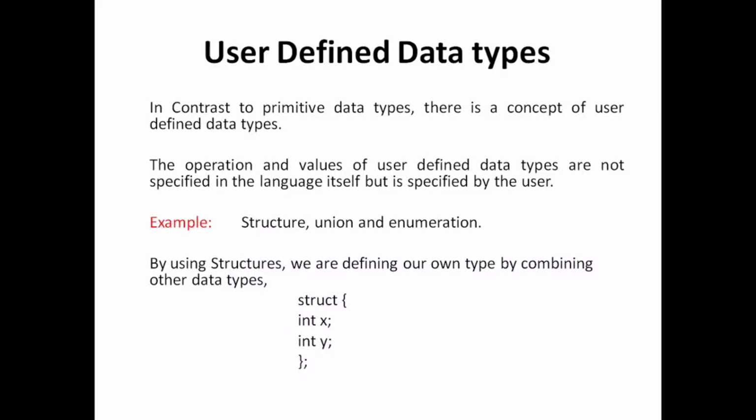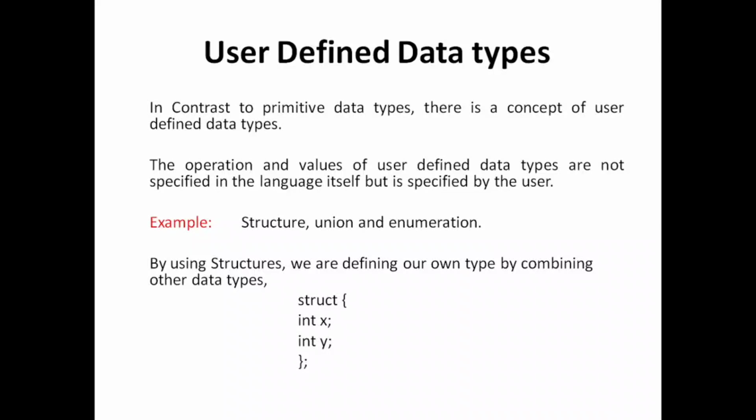What do user-defined types do? The operations and values of user-defined data types are not specified in the language itself, but are specified by the user. So if we are coding in a programming language like C++ or Java or Python or anything, the user-defined data types are not specified by the language itself, but by the user. The user specifies these data types in the program.